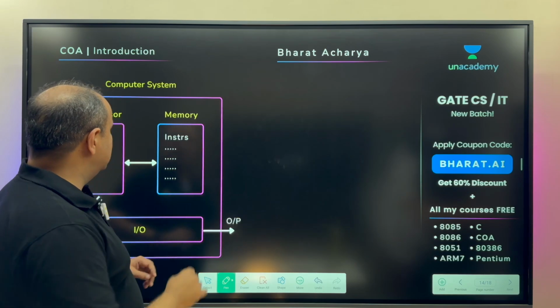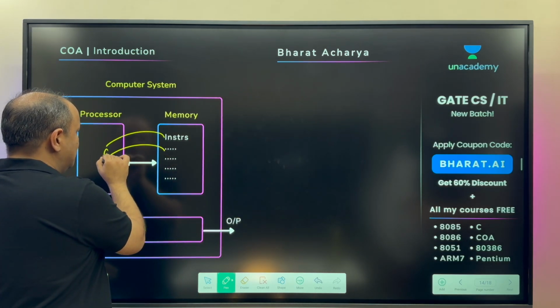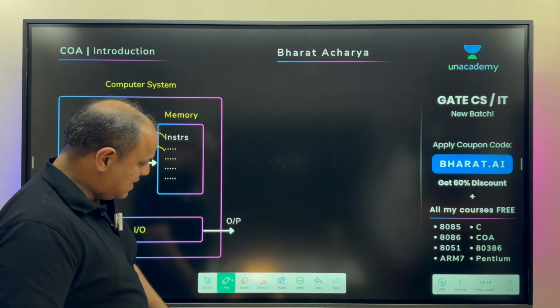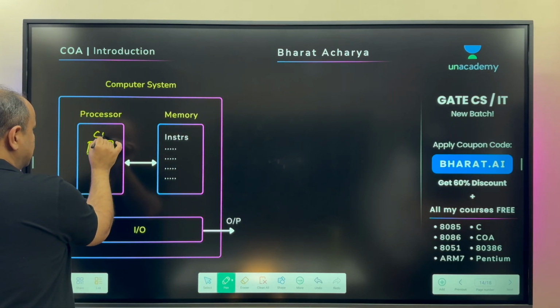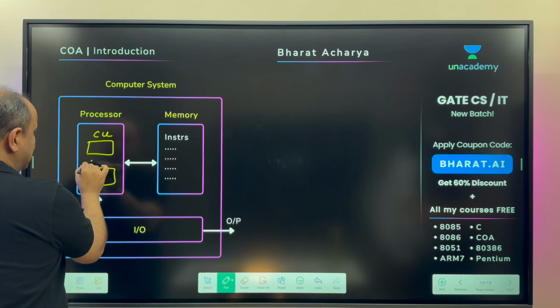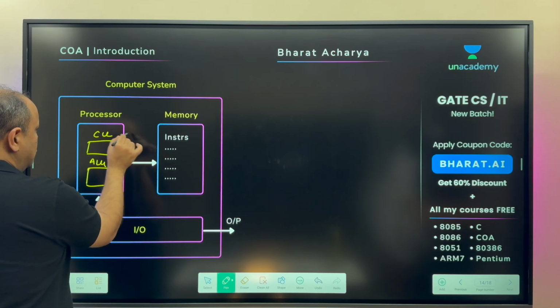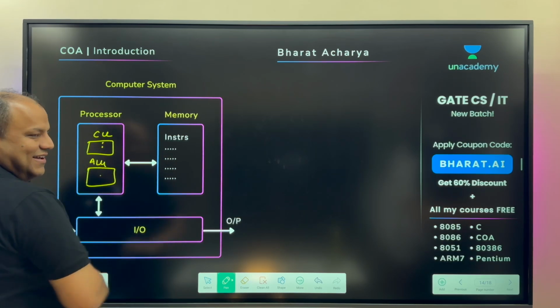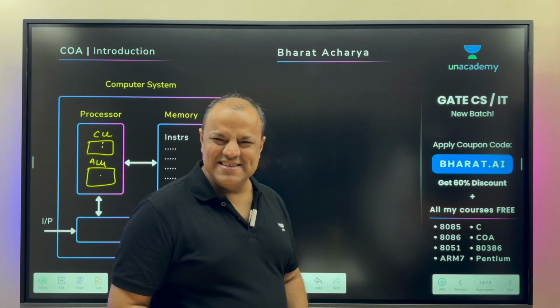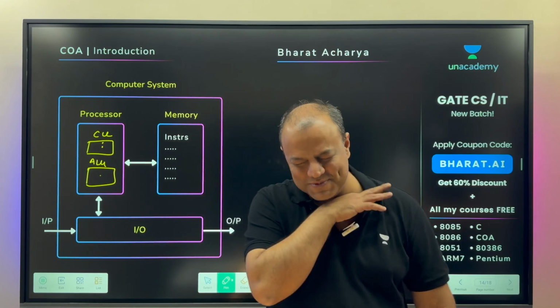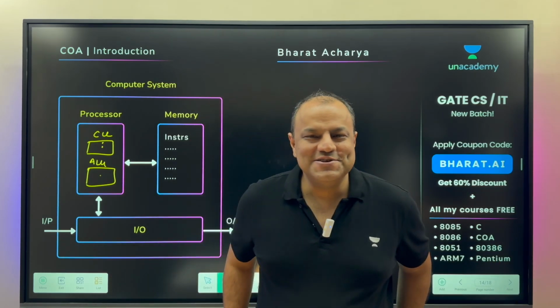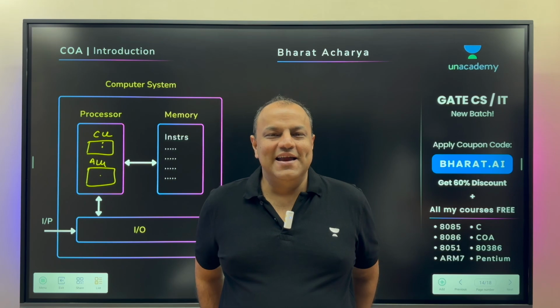Coming back, so you understand the cycle of fetch, decode, execute. That's what happens inside the processor. In the processor, there are 2 main parts, the control unit and the ALU. The control unit does the fetching and decoding part, and the ALU does the execution. The best part, the part that we start from, the numerical part of the subject. ALU does execution, add, subtract, multiply, divide, and beyond.